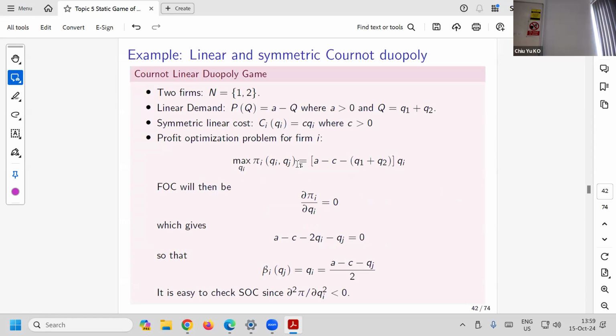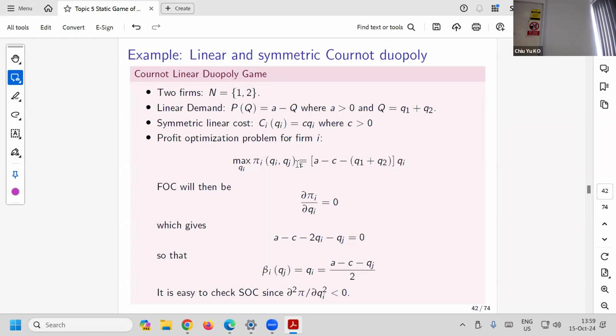Okay, and the profit maximization will be your price minus cost, right? This is a price. It's a revenue minus cost, and quantity is a profit. And this one you can easily see that, for each firm i, the profit depends on the other firm's production.